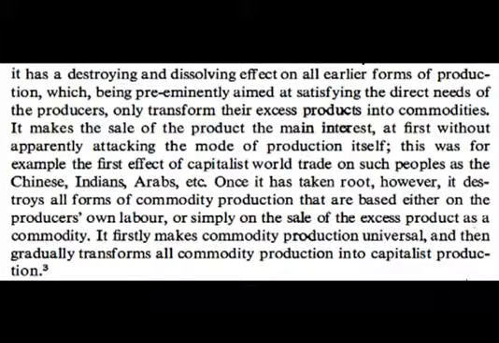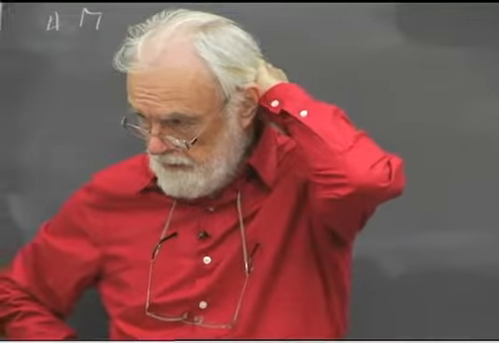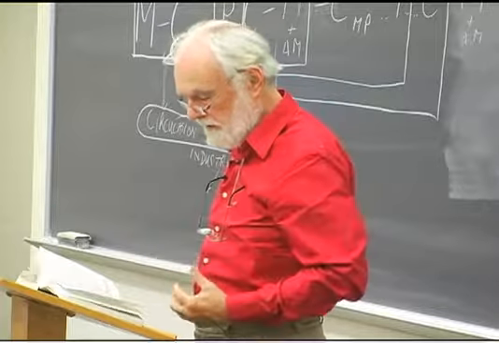It makes the sale of the product the main interest, at first without apparently attacking the mode of production itself. This was, for example, the first effect of capitalist world trade on such peoples as the Chinese, Indians, Arabs, etc. Once it has taken root, however, it destroys all forms of commodity production that are based either on the producer's own labour or simply on the sale of the excess product as a commodity. It firstly makes commodity production universal and then gradually transforms all commodity production into capitalist production. That is, there is a process of transformation going on here that Marx is setting up, in which preconditions are put into place. The preconditions allow something new to form, and that something new then alters all of the preconditions.